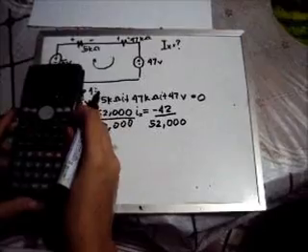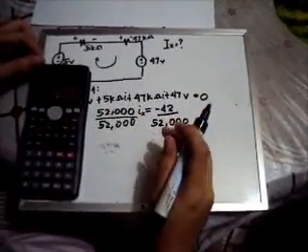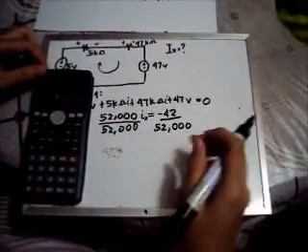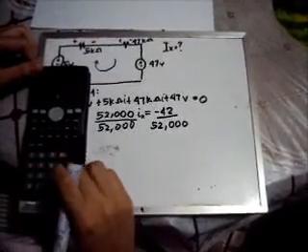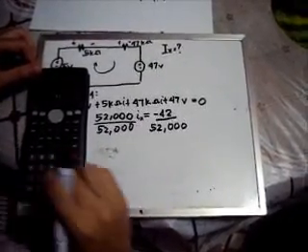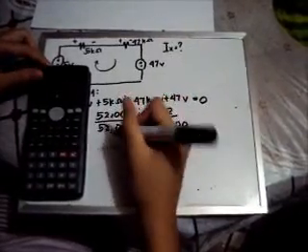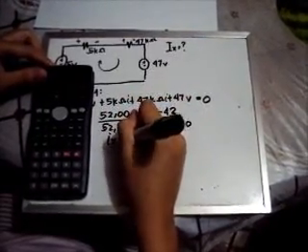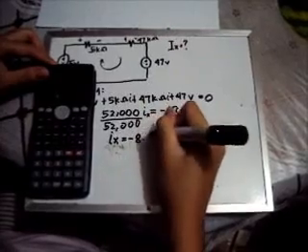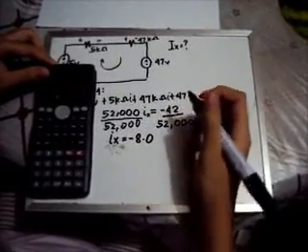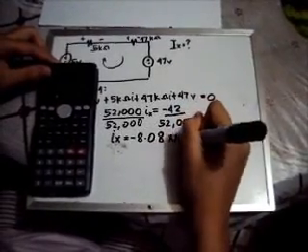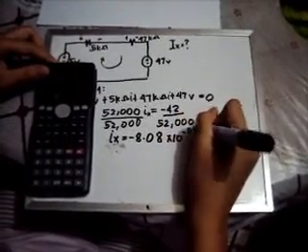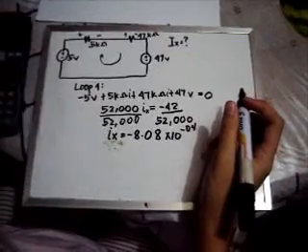Using the fx-991MS, we will now input our data. So negative 42 divided by 52,000. The answer is Ix equals negative 8.0708, rounded off, times 10 raised to negative 4.